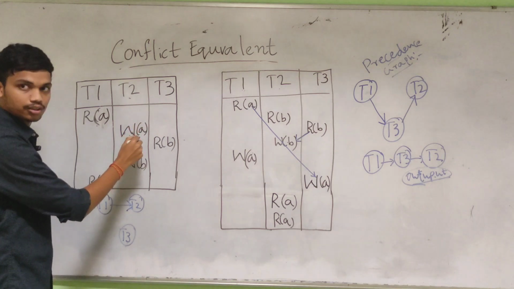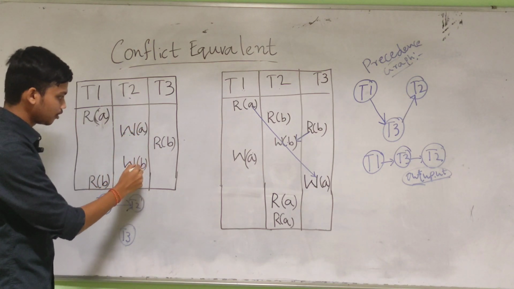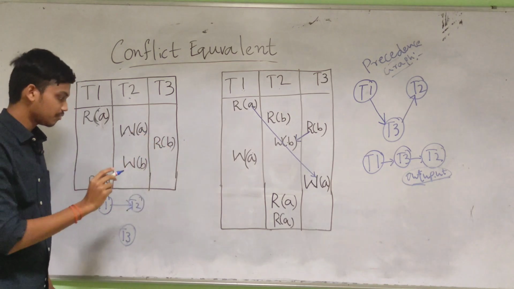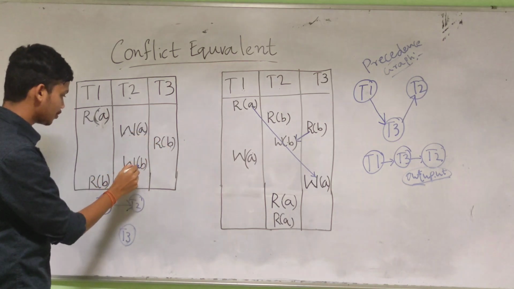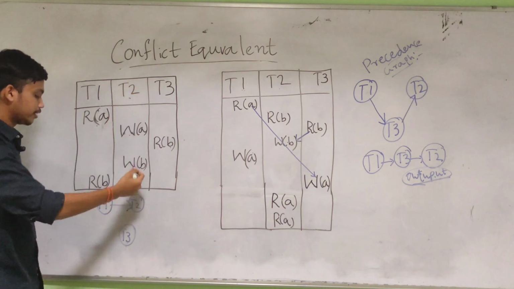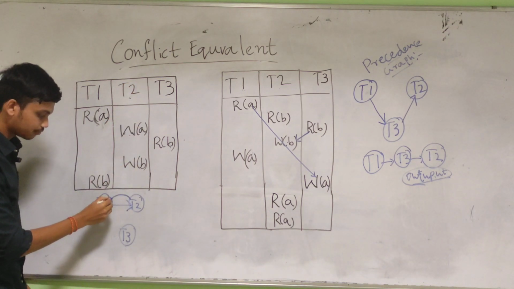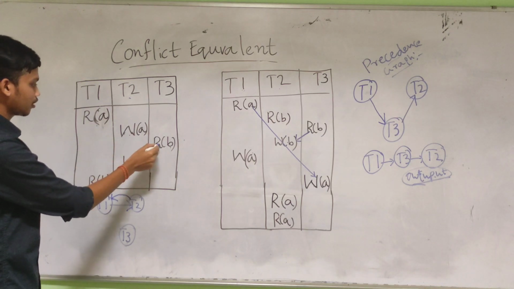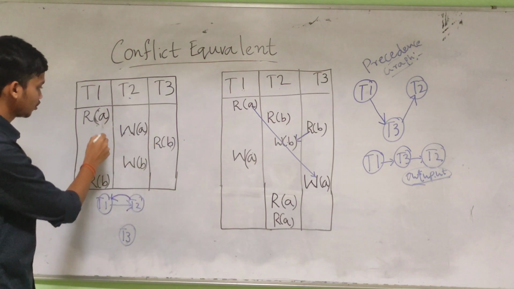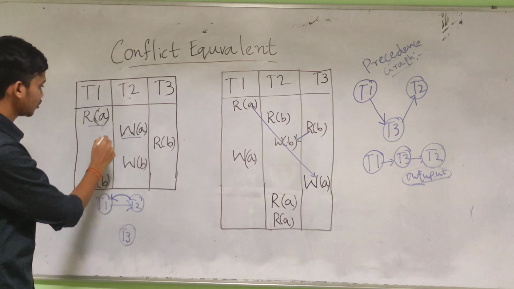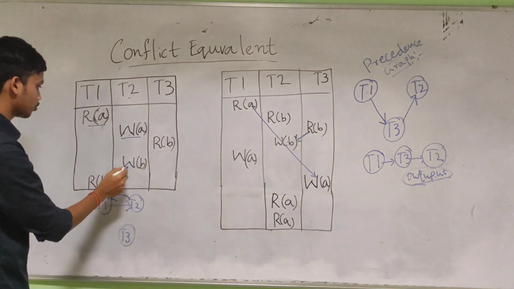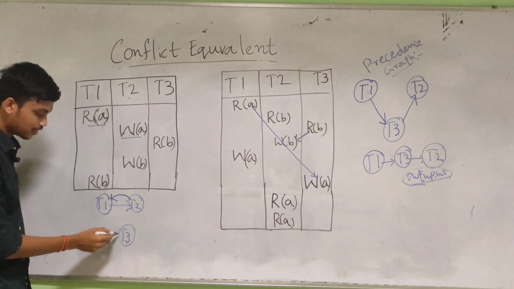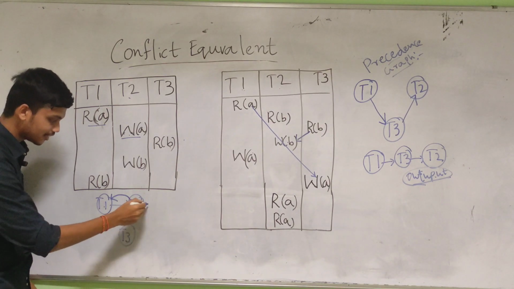T2, write of A, read of B. Because the data item is different, A and B, this is not a conflict. And write of B, read of B. T2 to T1, another arrow we are getting here. Now check another thing also: read of A to write of A is there, read of A to read of B is there. So we can say that even without T3, between T1 and T2 there is a cycle.